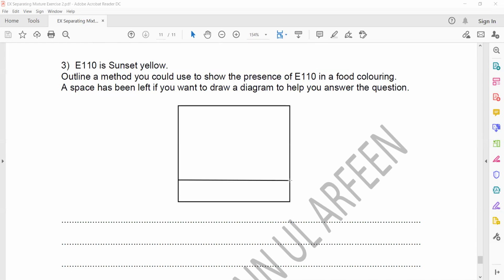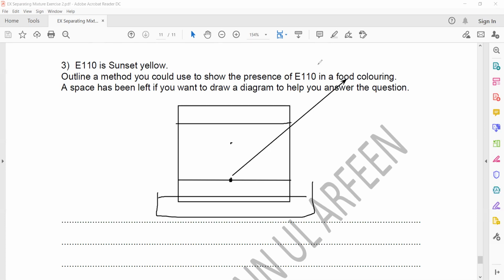Then draw the origin with a pencil. Place the food color. And then use a suitable solvent. As they did not mention whether it is water soluble or not, you can use water or alcohol, either one of them. When you dip this chromatogram, the solvent will rise. So how can you identify E110? You will measure the RF value.